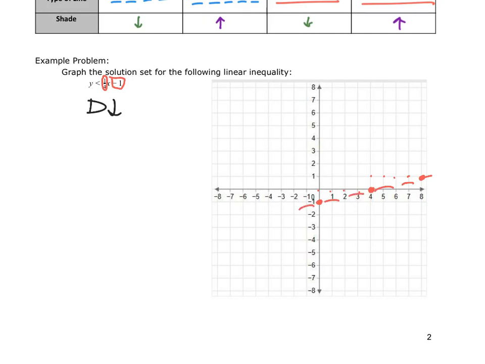Not my best dashed line, but you guys get the idea. Wow, really not a good dashed line. Sorry. But we do want to shade in below for dashed and below.